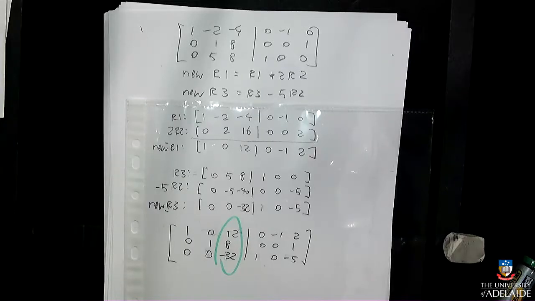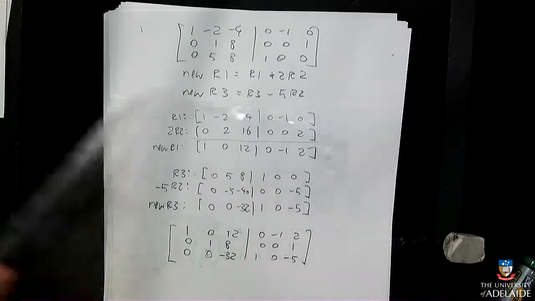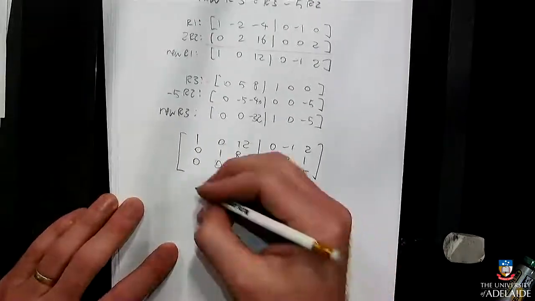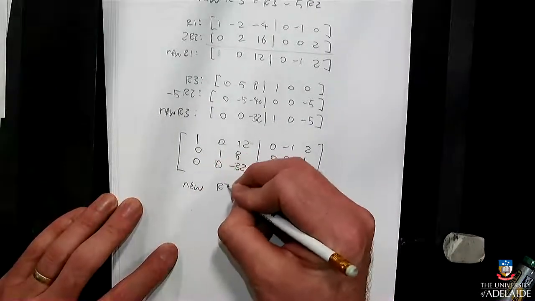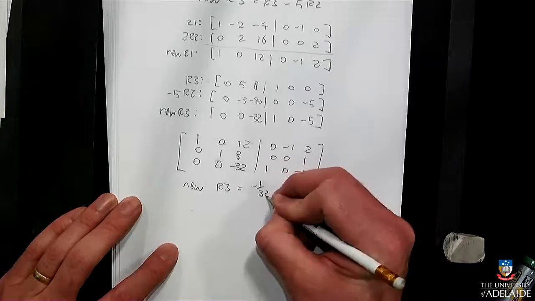Okay, well, the only way I'm going to be able to put a 1 in that bottom spot is if I divide by minus 32, which is only mildly distressing. So really, I'm just going to have to do it. Okay. My new row 3 is minus 1 over 32 times row 3.